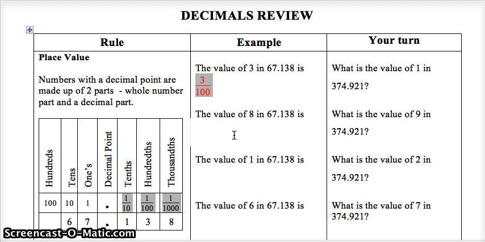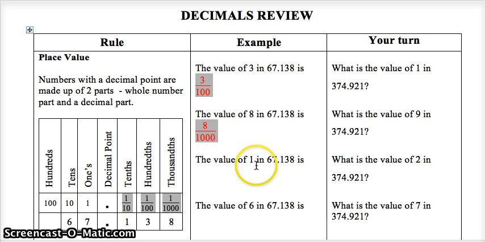Okay, looking at this question down here, the value of the 8 in that same number. Remember, here I've written the number down here, 67.138. We can see that the 8 is in the thousandths column, or if you didn't have this table over here, we'd say, right, the units, the decimal point, we've got the tenths, the 3 is in the hundredths column, and the 8 is in the thousandths column. Therefore, the value of the 8 is 8 thousandths. So we write that as 8 over 1,000. That's how we write 8 thousandths.